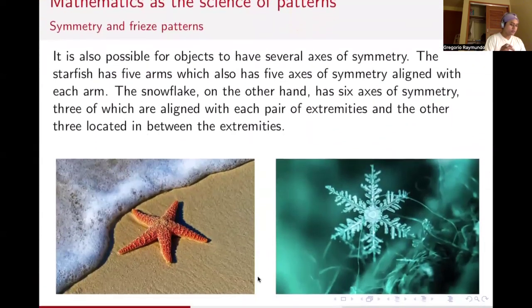Now, it is also possible to have several axes of symmetry. The starfish has 5 arms, which also have 5 axes of symmetry aligned with each arm. The snowflake, on the other hand, has 6 axes of symmetry, 3 of which are aligned to each pair of extremities and the other 3 located in between the extremities. So for example, ang starfish, meron siyang symmetry dito, dito rin, may symmetry rin siya rito. So, 5 yung mirror lines niya.